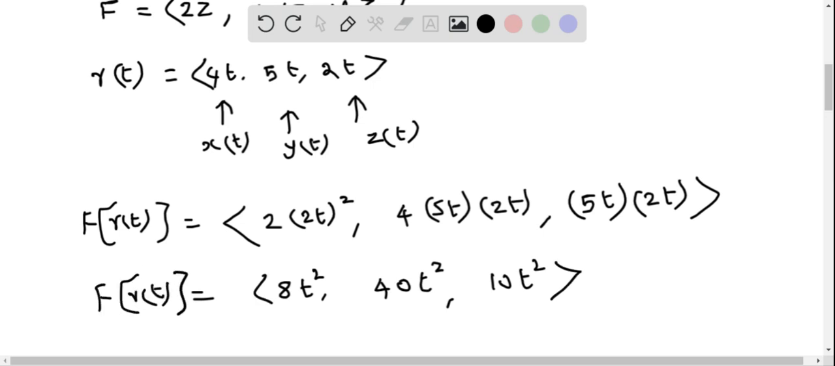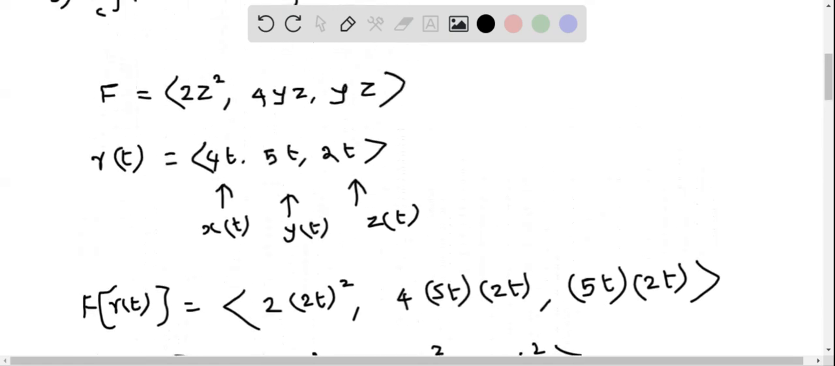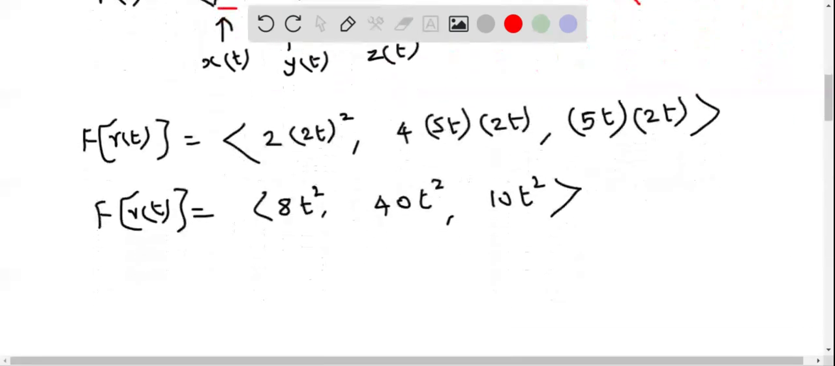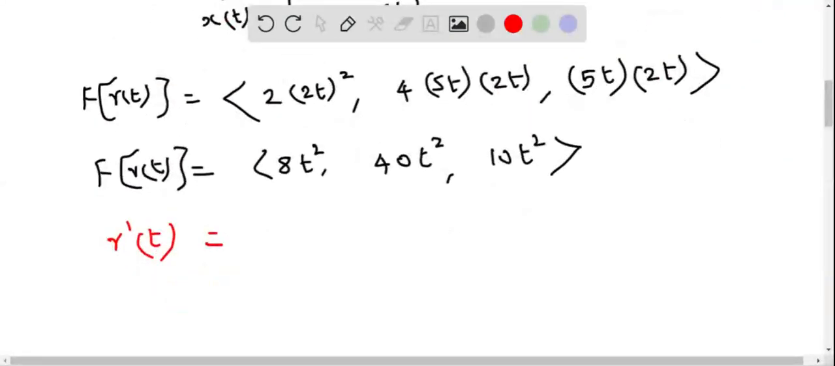Now we will also have to calculate the r prime of t, which is basically the derivative of r of t. I'm going to calculate it over here. So this is r prime of t. We have to differentiate each of the terms. So when we do that, differentiation of 4t is 4, differentiation of 5t is 5, and differentiation of 2t with respect to t is 2. So this basically represents r prime of t. So let me put it here. That is r prime of t is equal to 4, 5, 2. This is 4 comma 5 comma 2.